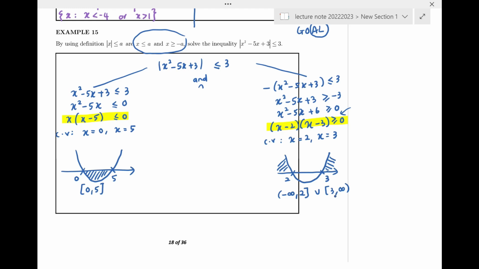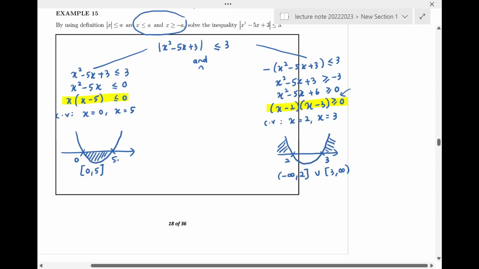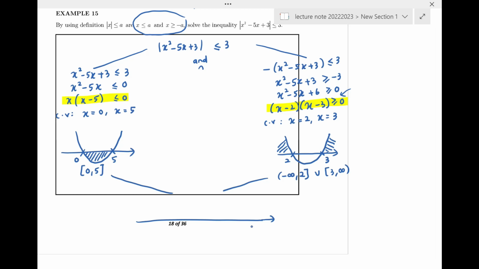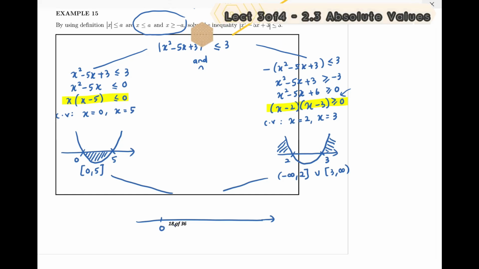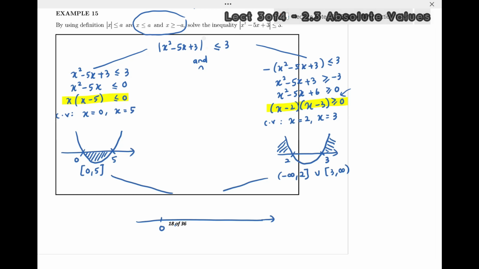We need to combine them, because earlier we separated them and now we need to combine them using a number line. Okay, so we draw a number line and put in all the critical values we have earlier on. So we have 0, and please keep it in order: 0, 2, 3 and 5.